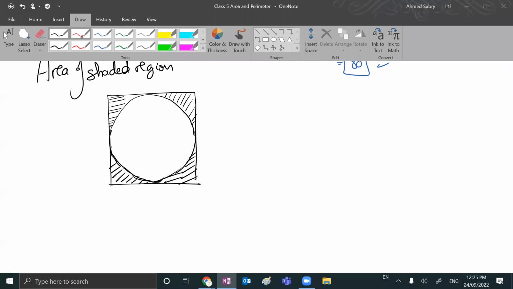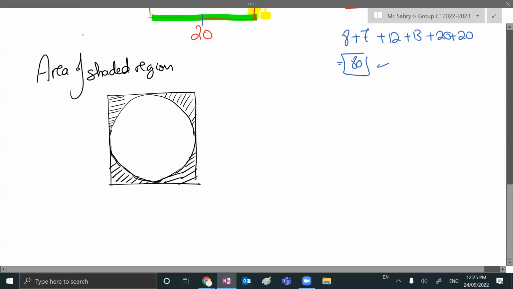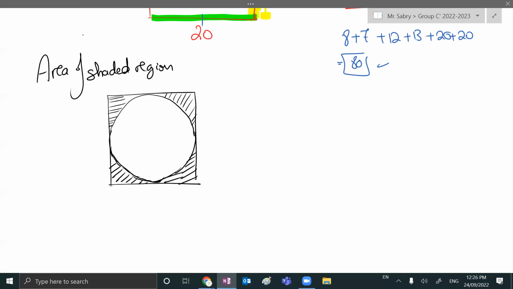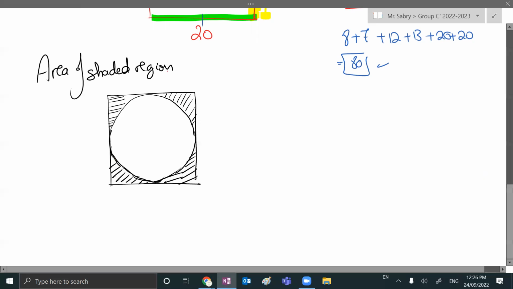So the shaded region is a part of the bigger shape, apparently. The biggest shape is the square, and then there's a smaller shape, which is the circle, and then there are tiny differences between the square and the circle. So if I'd like to find the area of the shaded region, I'll have to get the area of a big area minus a smaller area. That probably should give you the shaded region.